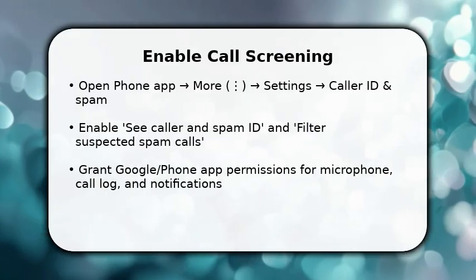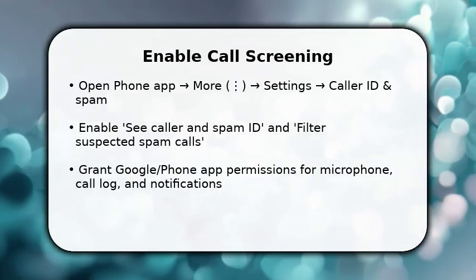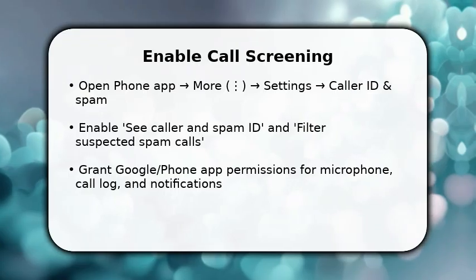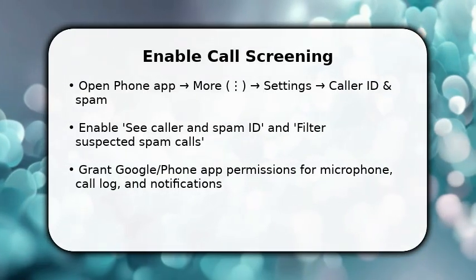You begin by opening the phone app and going straight to Settings. This is where call screening starts. Enable caller ID and spam and turn on any filter for suspected spam so your phone can label unknown callers.